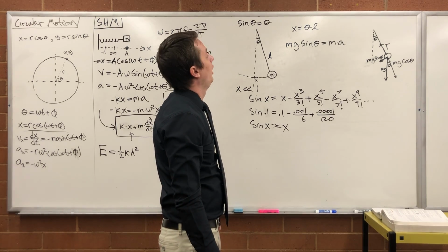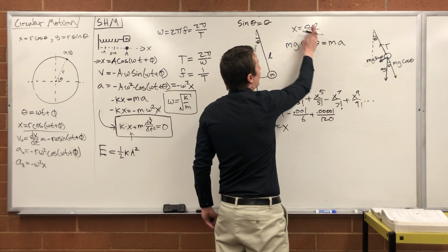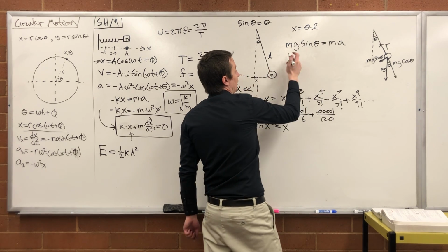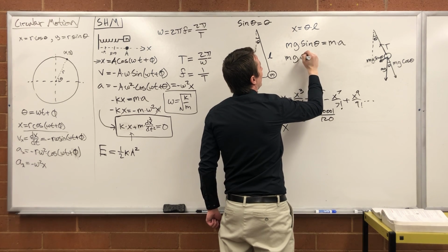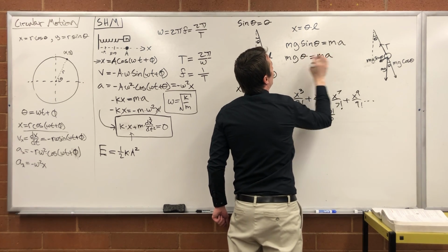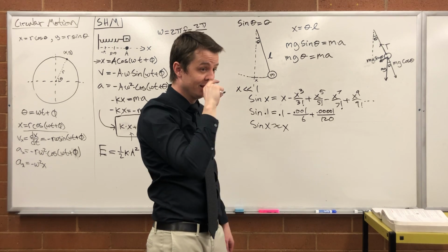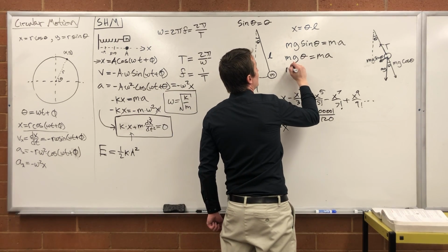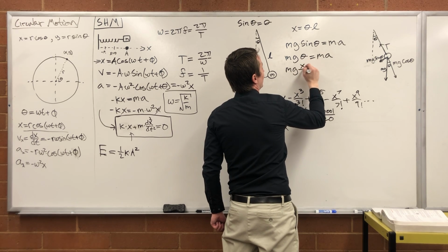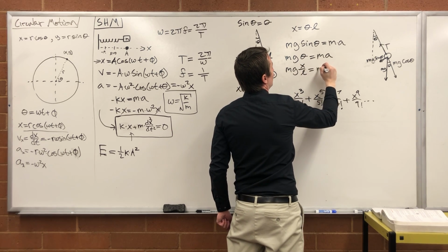Okay, so then with that approximation in here, now what equation can we rewrite? We can write mg theta is equal to ma. But what is theta? It's x over L. So we get mg times x over L is equal to ma.